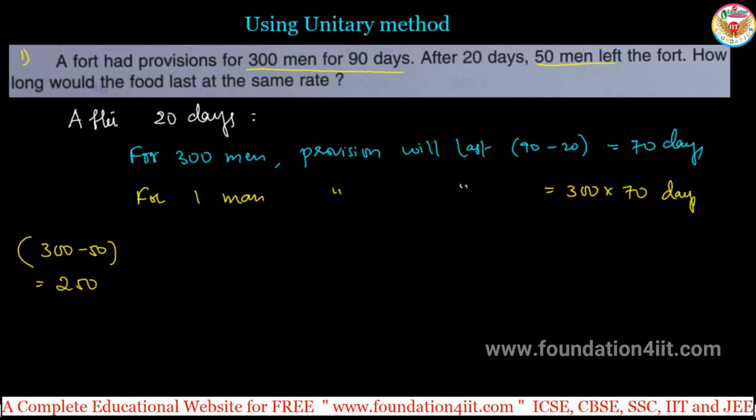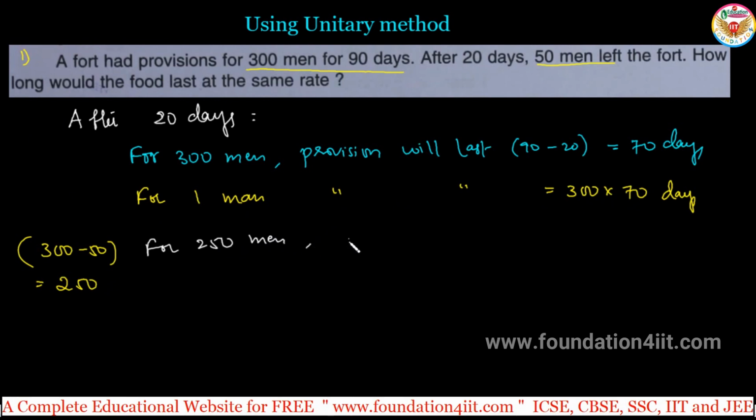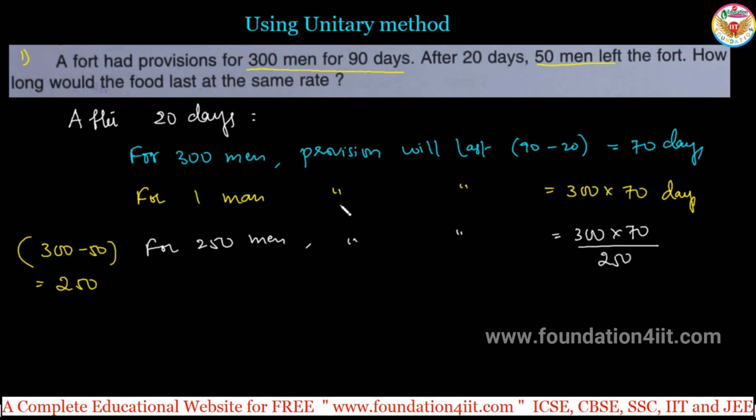Now for 250 men we have to calculate. Because for one man the provision is sufficient for 300 into 70 days, for 250 men the provision will last 300 into 70 divided by 250. 3 sevens are 21, with 3 zeros, 21,000 days. For 250 men, this number is divided by 250. You can calculate, you'll get the answer.